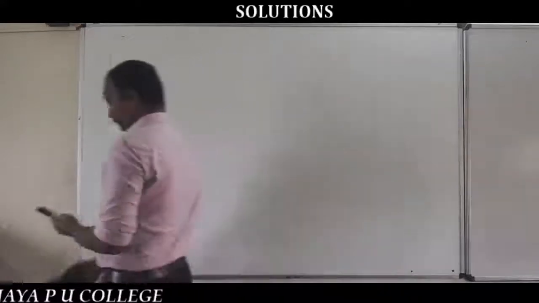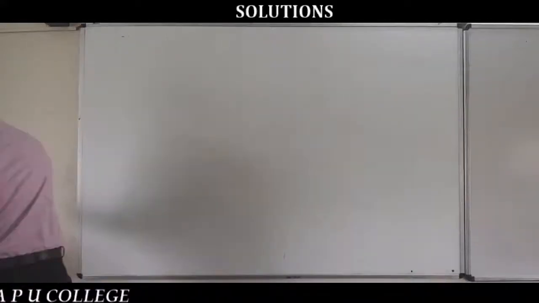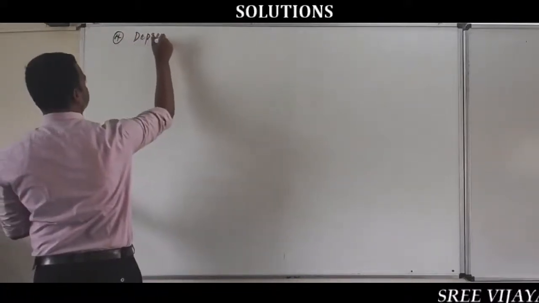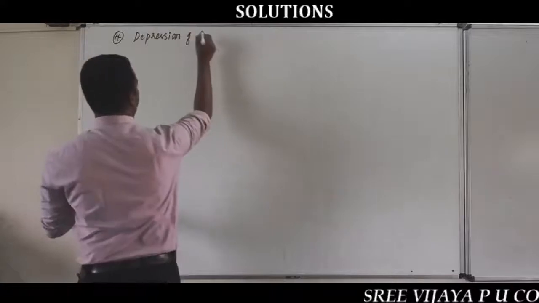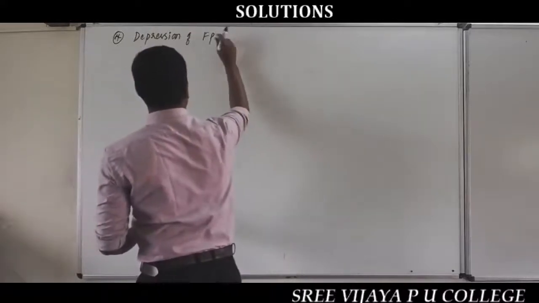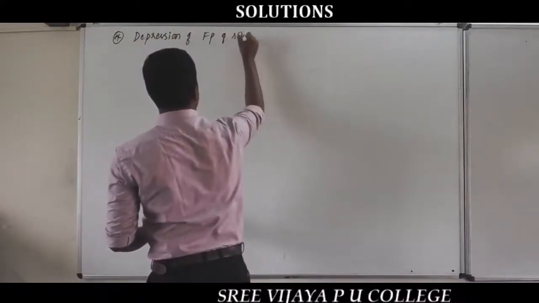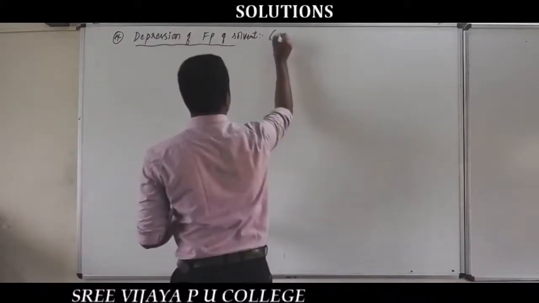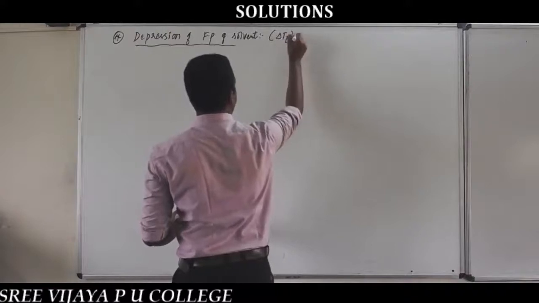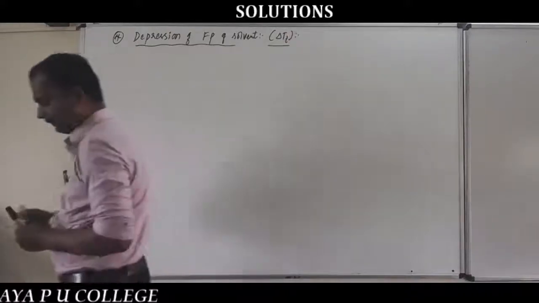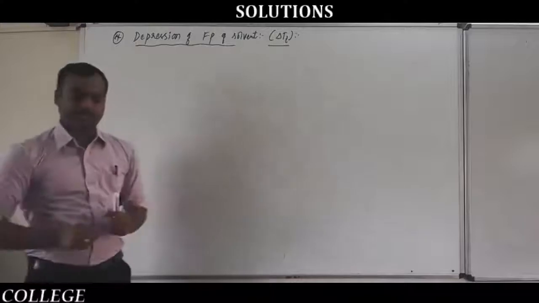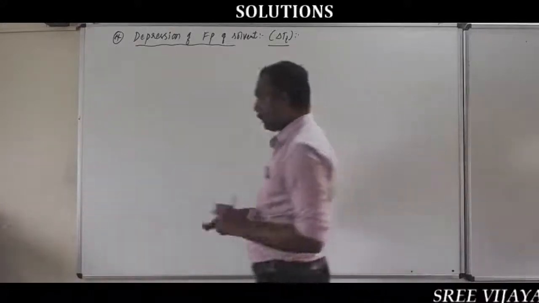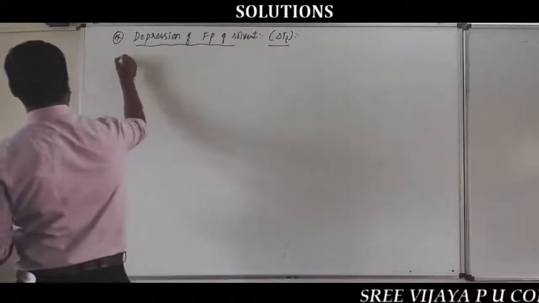And the last colligative property, the fourth one, is depression of freezing point of solvent, or depression of freezing point. That is taken as delta TF, just like delta TB was used for boiling point. F is referred for freezing. So before that, what is the meaning of freezing point?